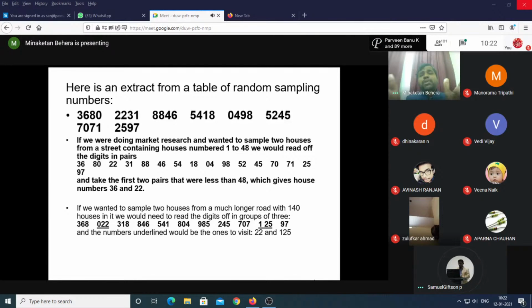Suppose you have 48 households, and you have to select 2 or 3 households. What do you have to do? Because the maximum is 40-odd households, you make 2-digit numbers. So you make 2 numbers: 36, 80.